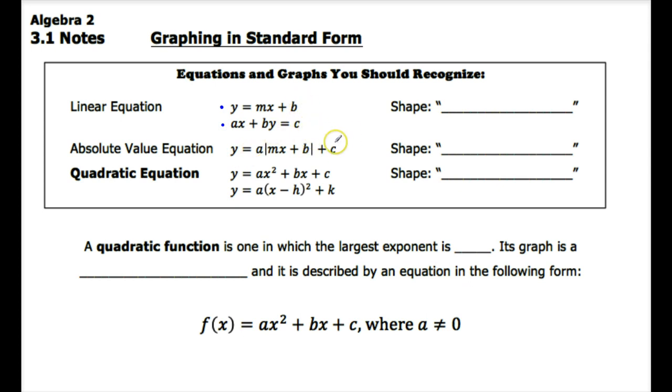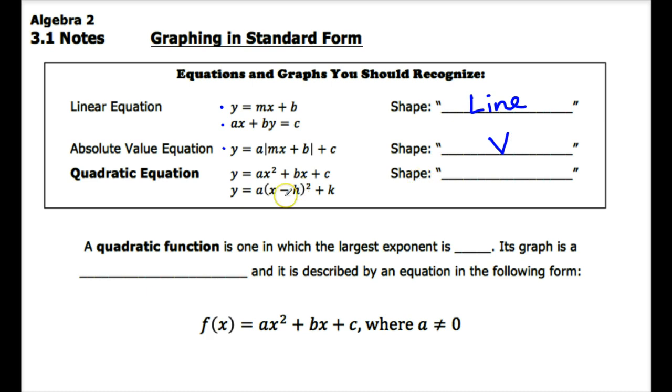And of course you should know that the shape of a linear function when you graph it is going to be a line. Also in that unit, we took a look at absolute value functions. This was the general form of an absolute value function: y equals a times the absolute value of mx plus b, plus c. And the shape of that graph is going to be a V shape.